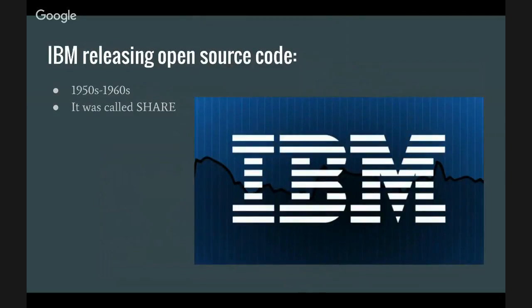IBM released open source code. In the 1950s and 1960s, IBM released their first open source code, called Share. What Share did was turn into a forum used to exchange technical operation systems and other programs, such as operating systems, database systems, programming languages, and user experiences.